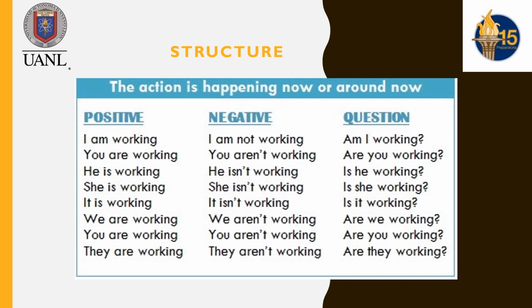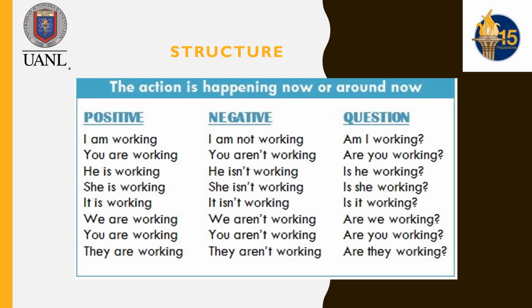So in negative statements, remember that you can use the contraction or you can use the whole statement, the whole word. You have I am not working, you aren't working or you are not working. He isn't working or he is not working. But remember that with am, you cannot use contraction, right? So you can use it with isn't and aren't only.